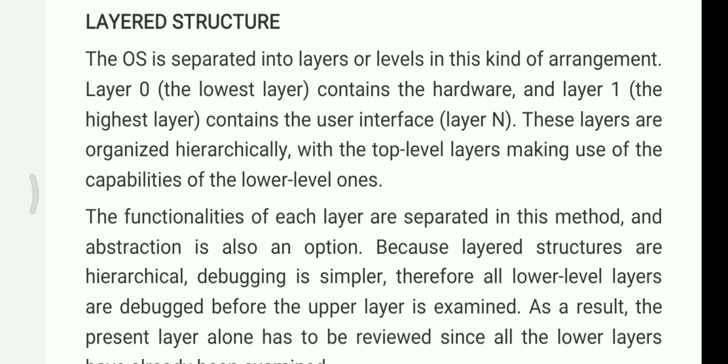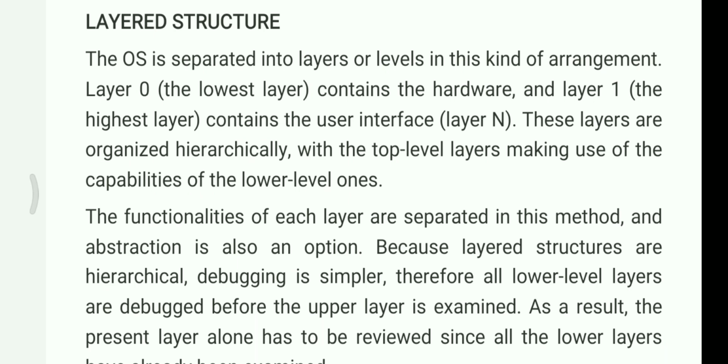The OS is separated into layers or levels in this kind of arrangement. Layer 0, the lowest layer, contains the hardware, and the highest layer contains the user interface. These layers are organized hierarchically, with the top-level layers making use of the capabilities of the lower-level ones. The functionality of each layer is separated in this method, and abstraction is also an option because layered structures are hierarchical.